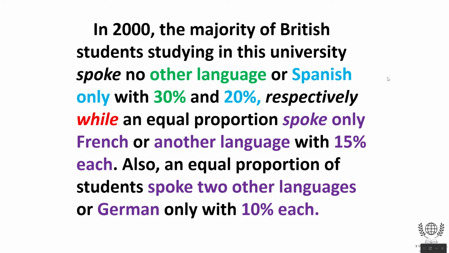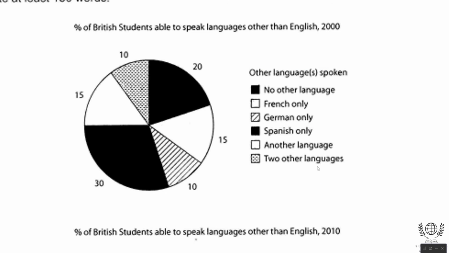We're using 15% each if we're talking about two countries or the same two categories that have the same percentage, right? And again, we also had an equal proportion: students who spoke two other languages or German only with 10%. Again, 10% each refers to the fact that we're talking about two categories that have the same statistic, the same percentage, the same number. Okay? So we're finished with year 2000.